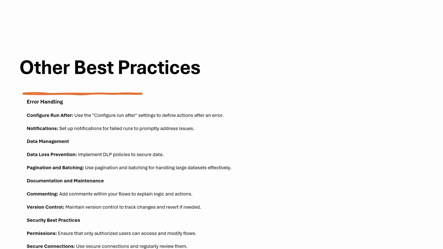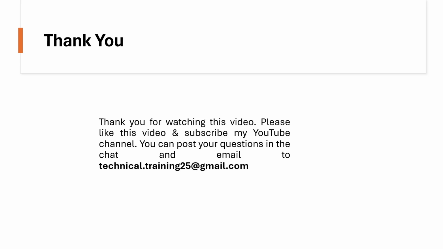There are certain security best practices which you should keep in mind. For example, permissions, you ensure that only authorized users can access and modify the flows. Secure connections, use secure connections and regularly review them so that there is no security issue. So this is all about the best practices that you need to follow in Power Automate.